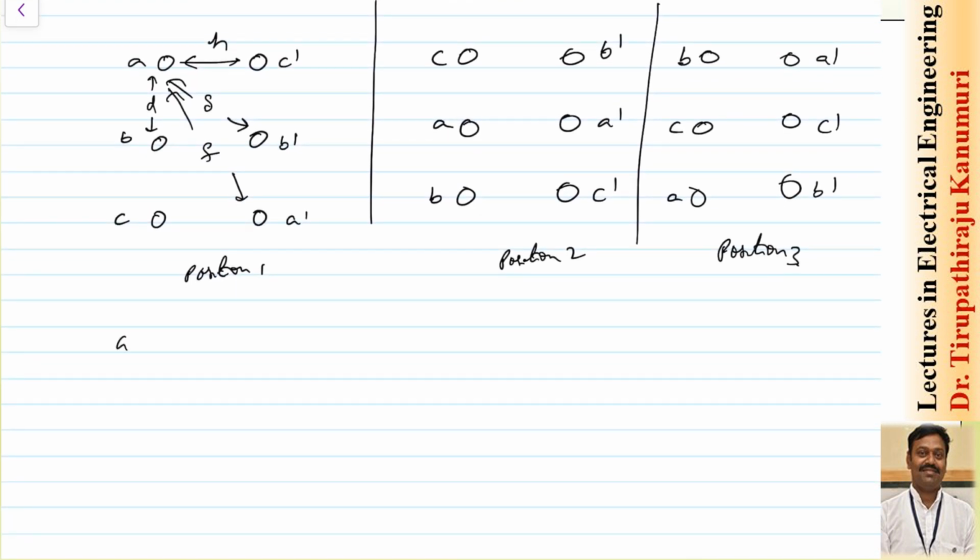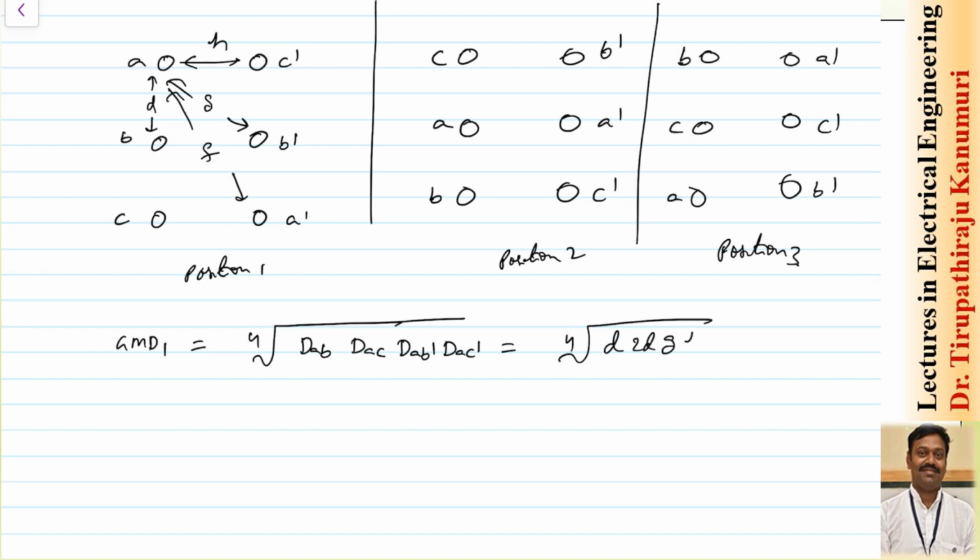So for this I can calculate my GMD. So GMD in the first case will be equal to 4th root of dA to B, dA to C, similarly dA to B dash, dA to C dash. These are the different phases. So this will become 4th root of D into 2D into G into H. So this is for conductor 1. So similarly in case of GMD in position number 2, this will become 4th root of dA to B, dA to C, dA to B dash and dA to C dash.